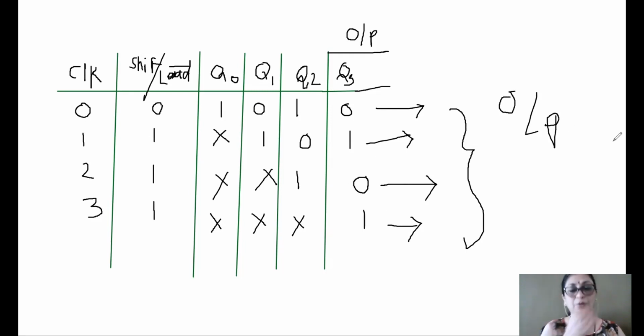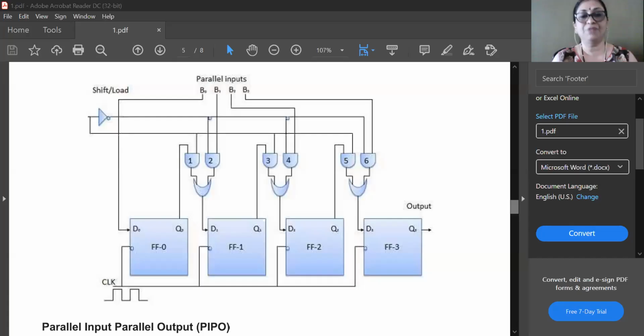So are you clear about the truth table? Take a screenshot of this truth table. Okay, shall we move forward? Okay, I will clear the drawings and let us go to the next configuration of shift register.